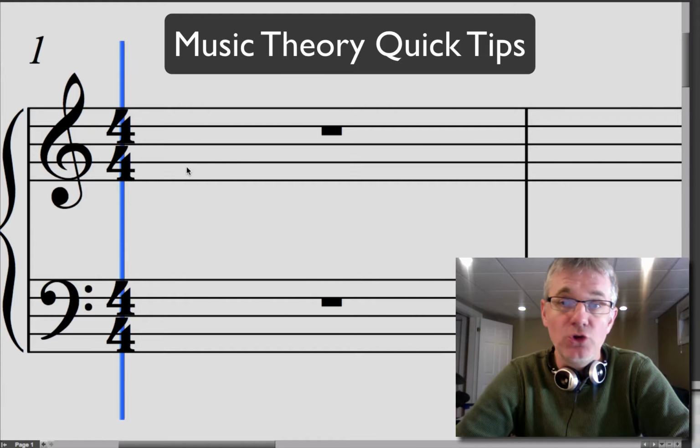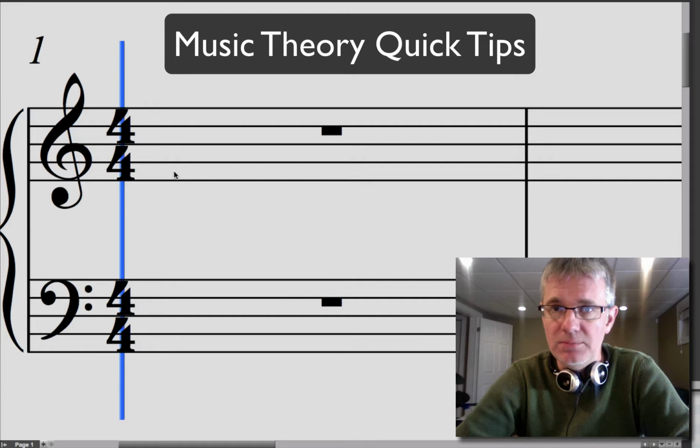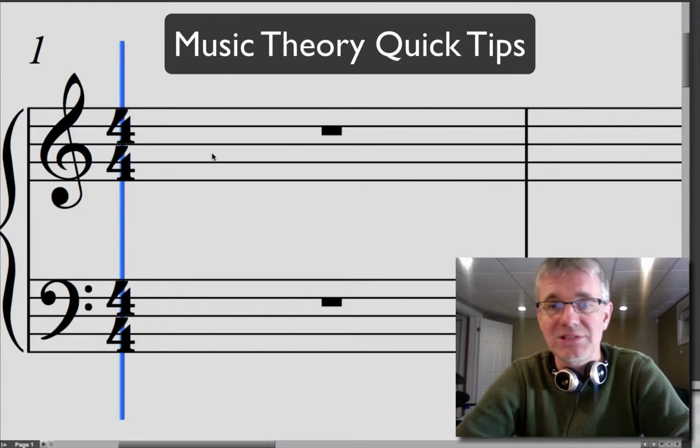Today we're going to talk about the note names in the treble clef. In an earlier tip, we saw that this is the treble clef right here, and when the treble clef is on 5 lines, those 5 lines are called the treble staff.